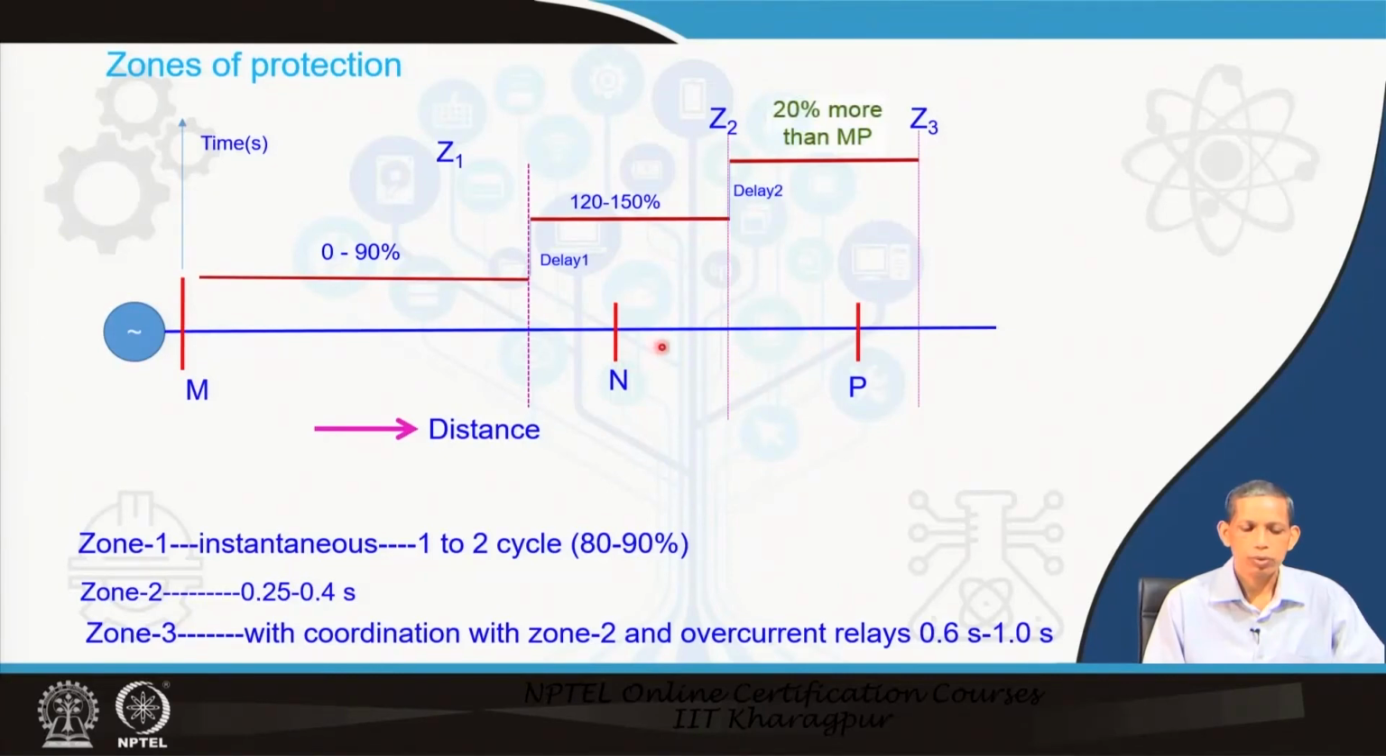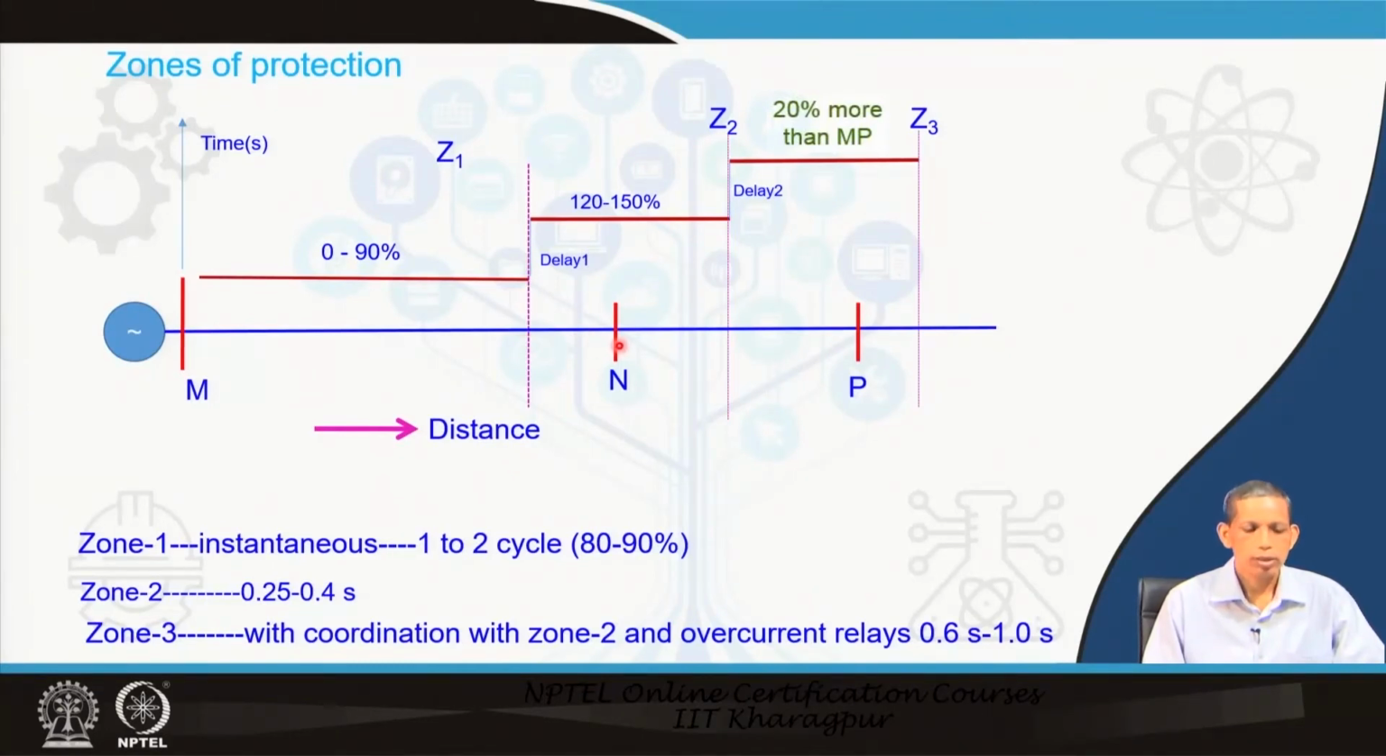So, therefore, we extend the corresponding zone 3 at least up to P to ensure that no fault is left out. We extend it to 20% more than the corresponding M to P section. Okay. So, this is what we see, that we have zone 1, zone 2, zone 3. Zone 1 is, let us say, up to 90% of the line from the Rm end, and zone 2 is 120 to 150% to ensure that nothing is left out from here.